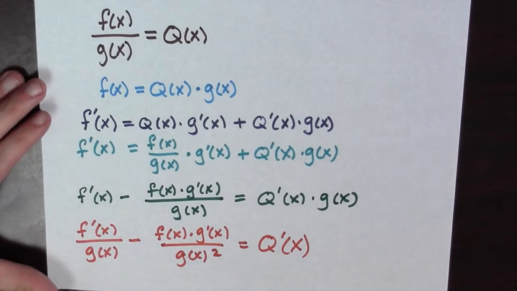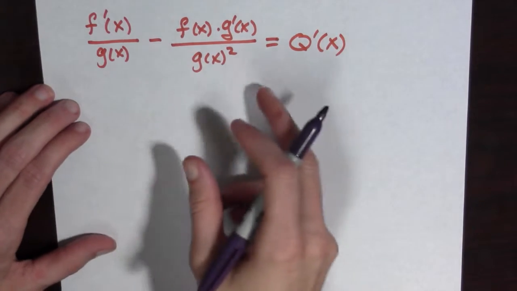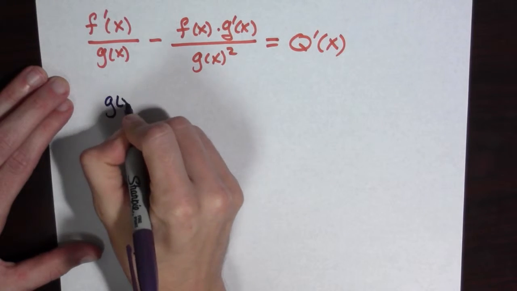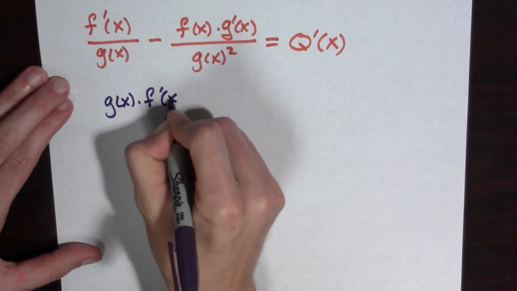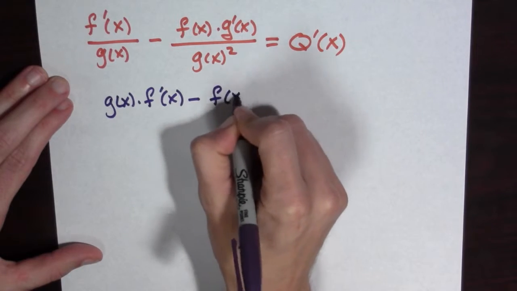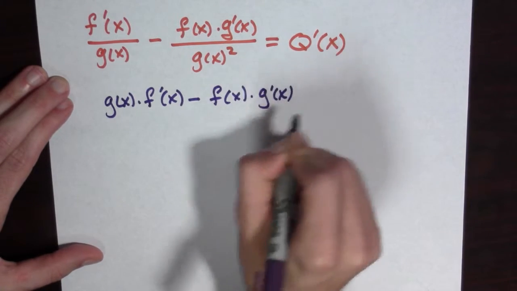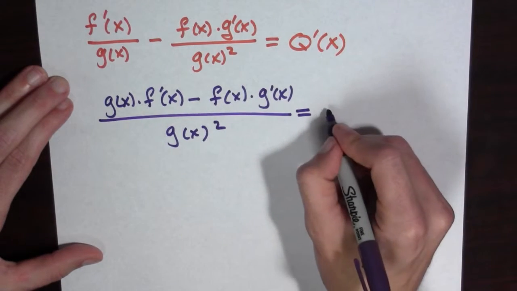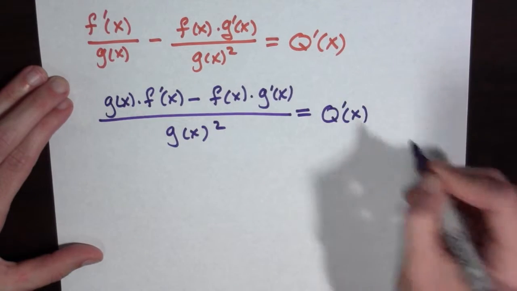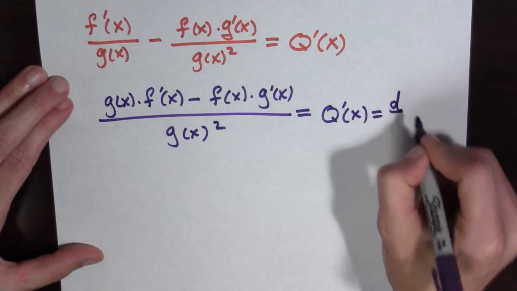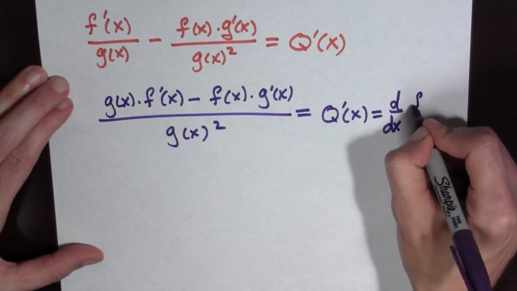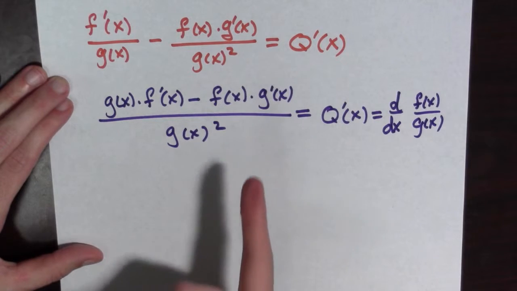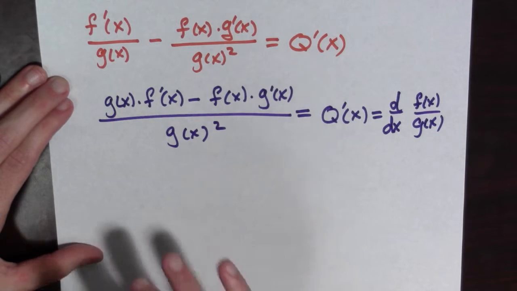Combining these terms and putting them over a common denominator, I find that I have g of x times f prime of x minus f of x times g prime of x all over g of x squared is equal to q prime of x, which by definition is equal to the derivative with respect to x of f of x over g of x. This is our familiar friend, the quotient rule.